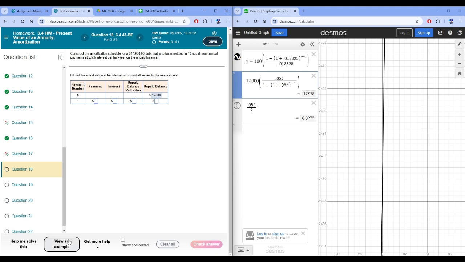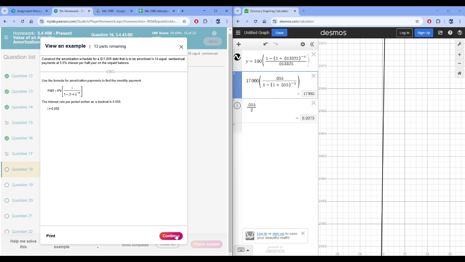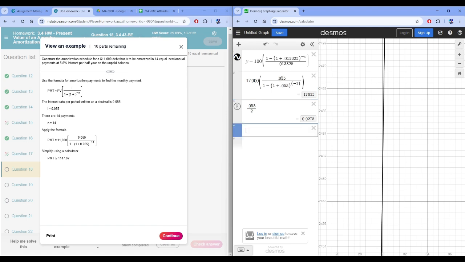Oh my god. Why is this so big? Why is this number so big? 1 minus 1 parentheses. Boom. Do I gotta put that in parentheses? No, that didn't do it. 0.05. This number's huge. My payment is not 17,900.